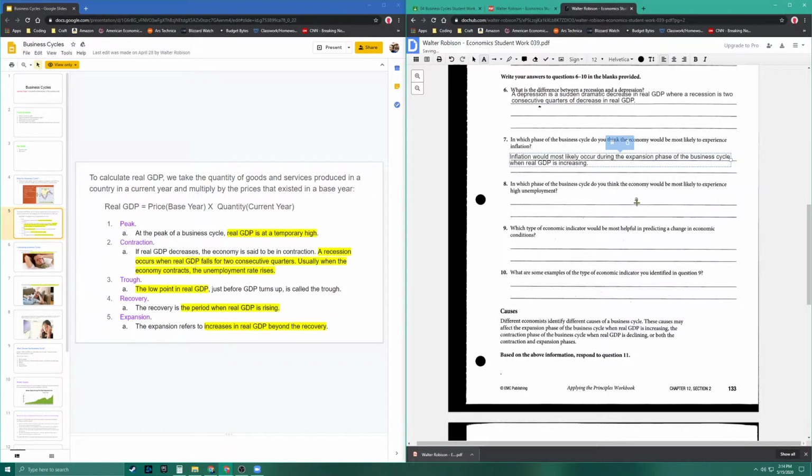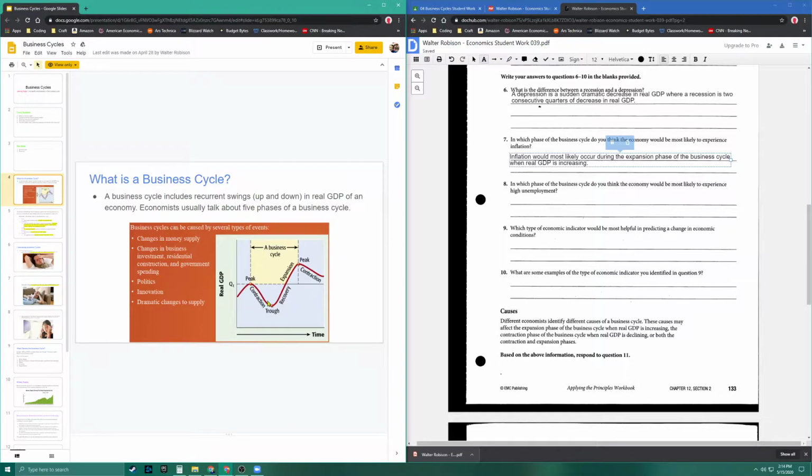8. In which phase of the business cycle do you think the recovery would most likely experience high unemployment? So when do you think you would see the unemployment begin? That would be here, when you've gone from the peak of your business cycle, because now people are going to be getting laid off. So high levels of unemployment would most likely occur during the contraction phase.